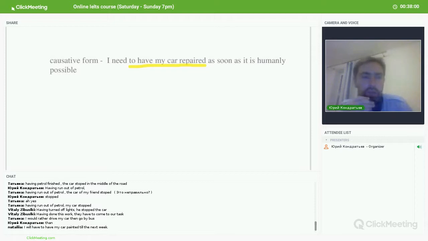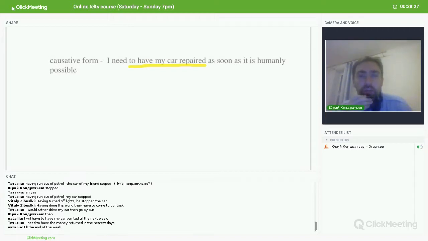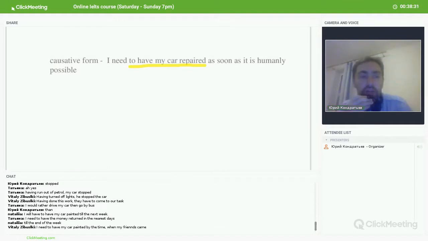Okay, I will have to have my car painted till the next week. If you say next week, there should be no article. This week, last week, next week should be without article. I need to have my car painted. I will have to have my car painted till the end of the week. I would say till the end of next week. It will sound better. No article before next. Till next week, or till the end of next week, or by the end of, okay, till the end of the week.